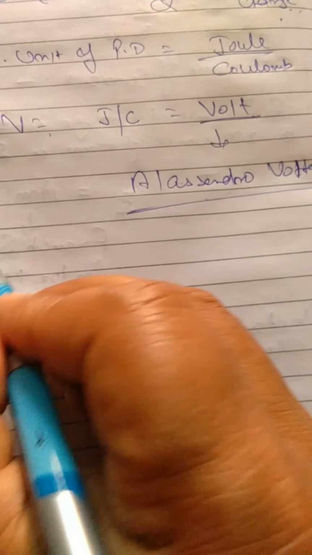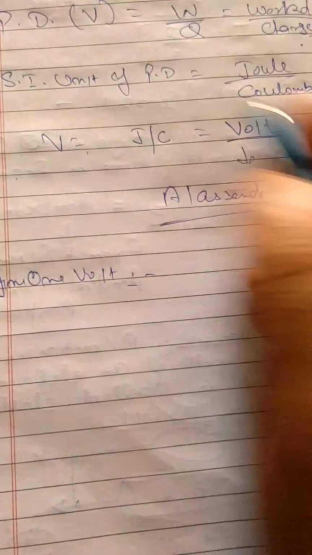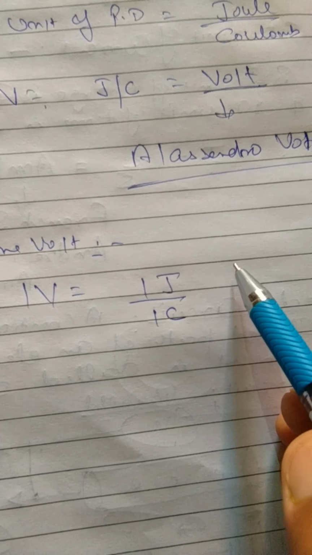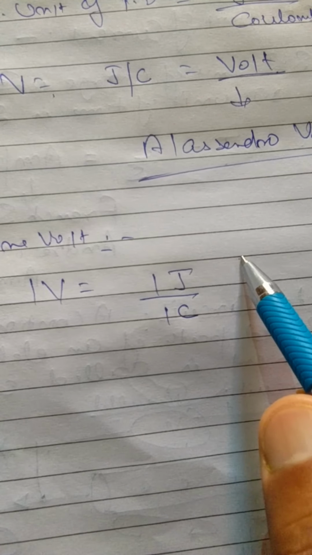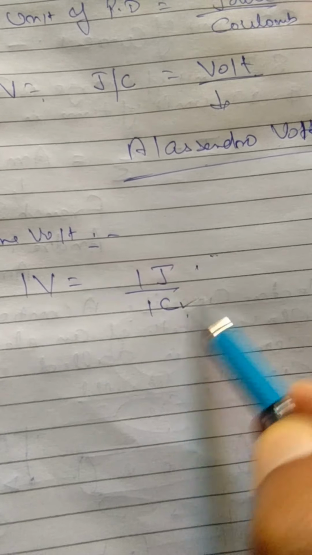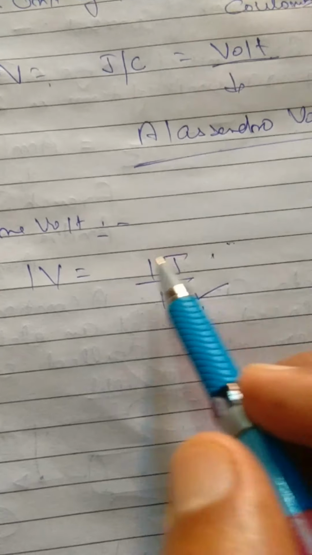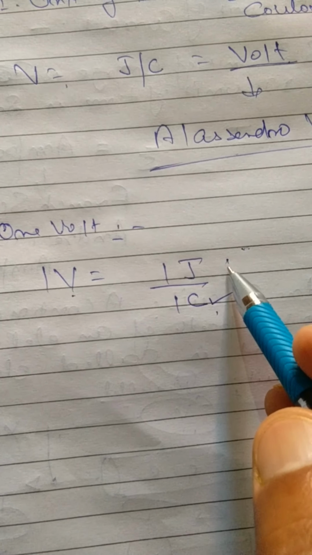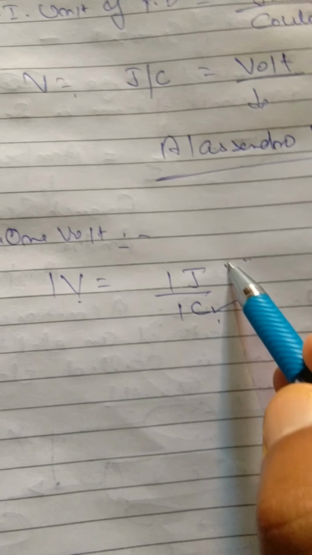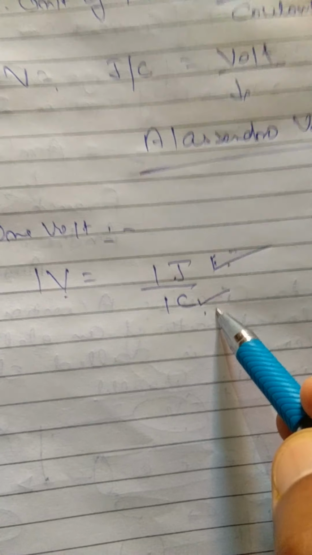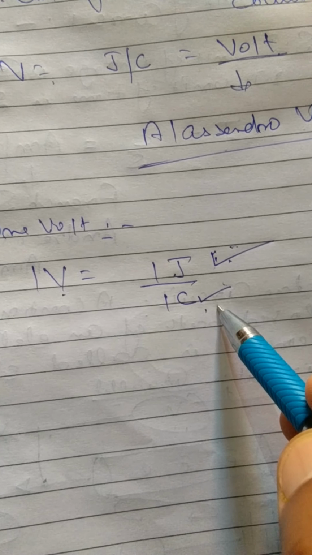Next question arises: define 1 volt. So what is 1 volt? 1 volt is 1 joule upon 1 coulomb. 1 volt is that potential difference between 2 points in a current carrying conductor when 1 joule of work is done to move a charge of 1 coulomb from one point to another point. I am repeating again, okay beta.